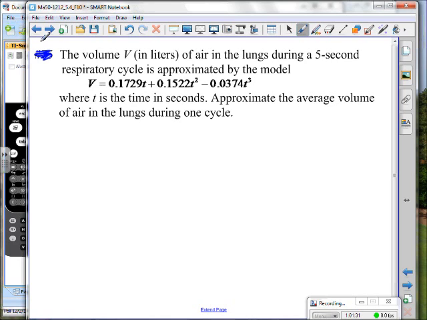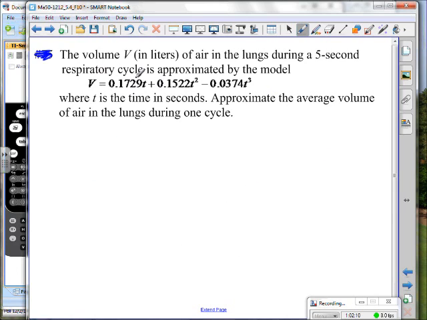The volume, V in liters of air, in the lungs during a 5-second respiratory cycle is approximated by this model. Who created this model? You did? Me? No. Someone who has analyzed the data, who has taken the data and looked at a scatter plot and has decided what function would best approximate that. And so they're using a cubic curve that has a negative coefficient, so it's going to go from second to fourth instead of the usual third to first quadrants.